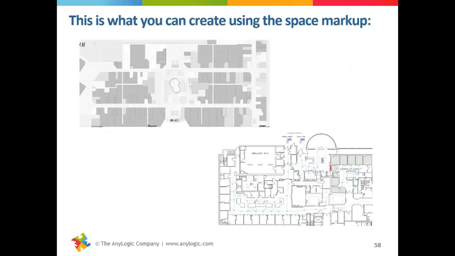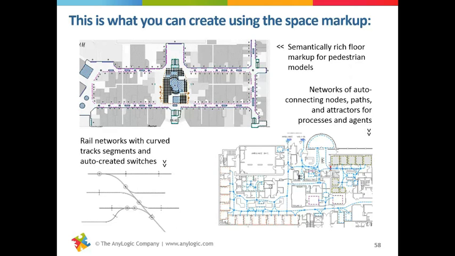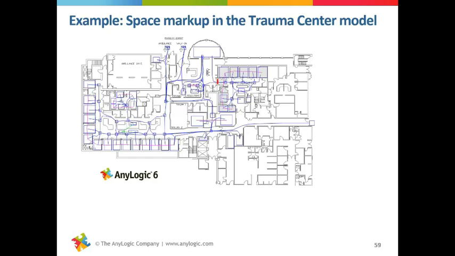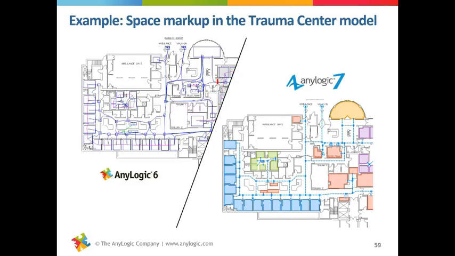Using the space markup elements, you can create a detailed floor for pedestrians, curved track segments, and auto-created switches, and auto-connecting network elements for processes and agents. The trauma center space markup created in AnyLogic 6 required lots of little rectangles every place paths crossed. In AnyLogic 7, those rectangles are no longer needed.